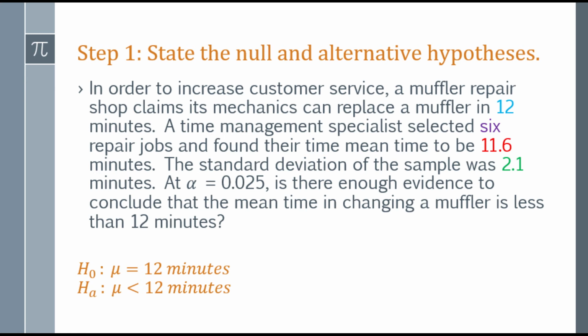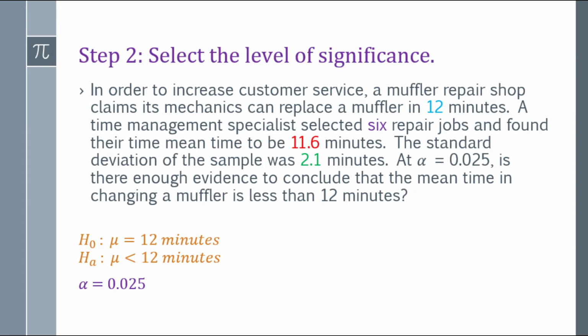So step 1, state the null and alternative hypothesis. So null hypothesis mo, average daw ay 12 minutes. At ang alternative naman daw ay less than 12 minutes. Okay. So, step 2, select the level of significance. Nakalagay dito ay 0.025. Yung nakalagay, alpha is 0.025.